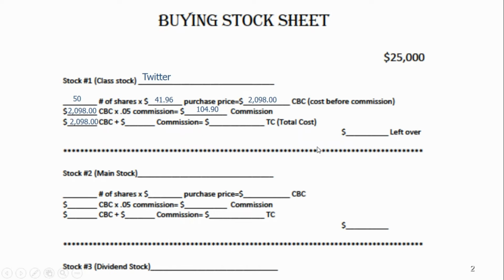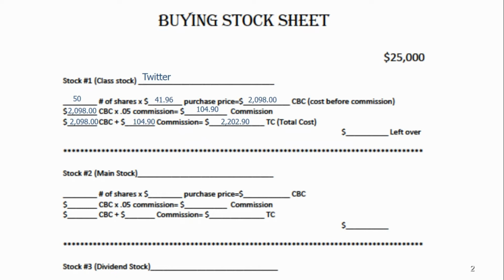Once again, you see cost before commission right here, so we're going to bring that number down again. That's $2,098. Then you'll see right here that this slot right here should be commission. We found our commission to be $104.90. So you put that number there. And you can see the plus sign in between the two. That means you're going to add the two numbers together. This is how math works, people. And you get a total cost of $2,202.90. So you will be paying $2,202.90 to buy 50 shares of Twitter. How much money do you have to spend altogether?